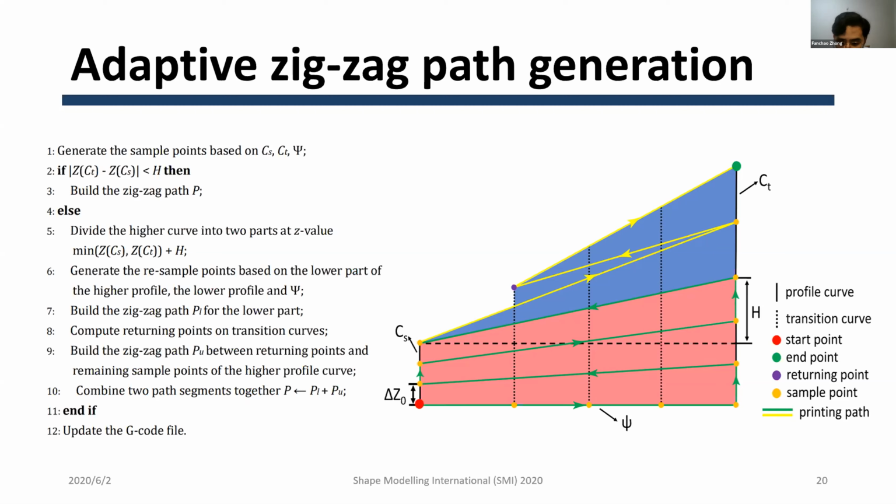printing path in figure. For the blue part, we calculate CS's value of returning point. For every value, we look up the highest point of every transition curve, which has the nearest distance with it as the returning point, such as the purple point in figure, and generate the zigzag tour path as the yellow path shown in figure. In this way, we guarantee that the extrusion head will not collide with the model when it moves.